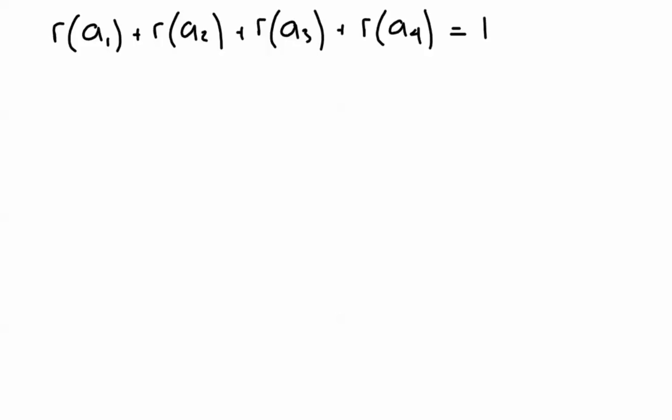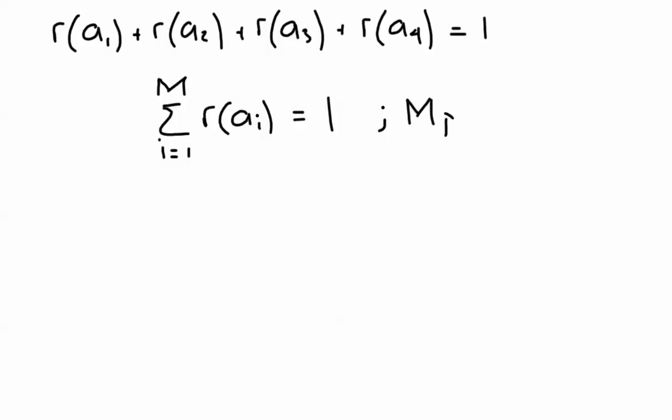Generalizing this a little bit, we could write that the summation from i equals 1 to capital M of the relative frequency of A sub i equals 1, where M, in this particular thought experiment, we're assuming we have 4 possible outcomes, but in general I might have M possible outcomes.